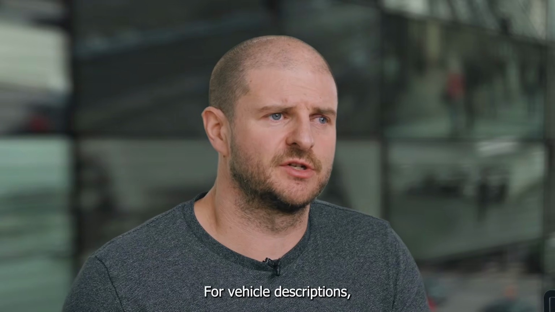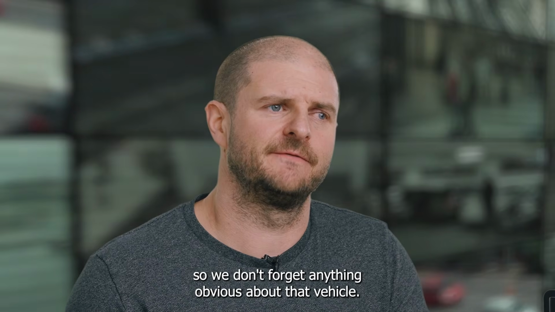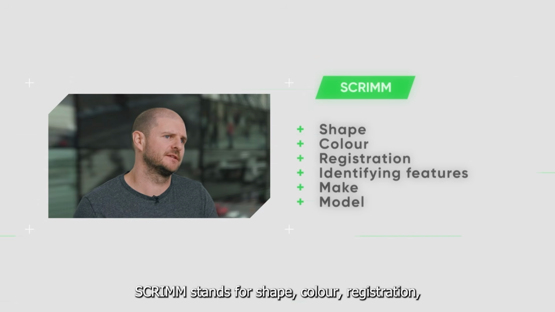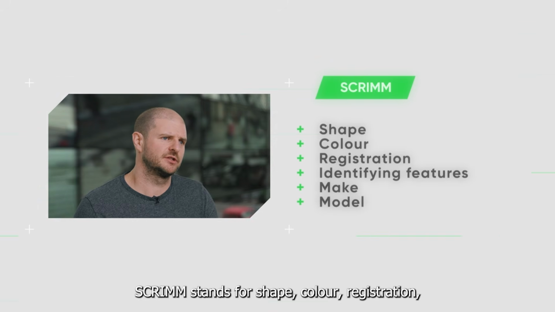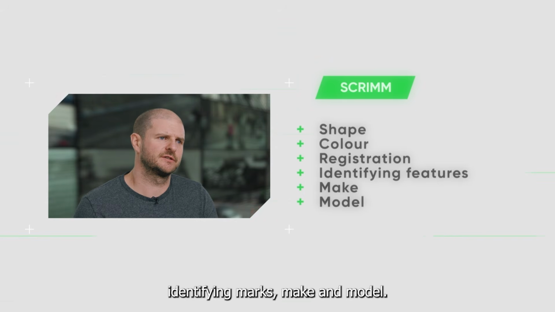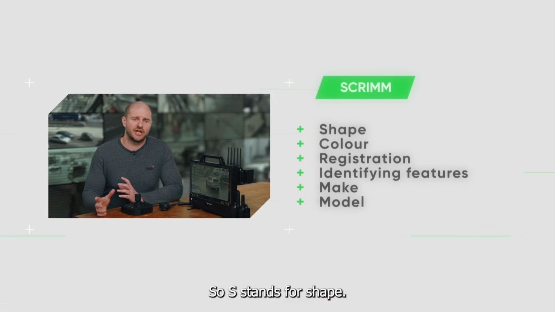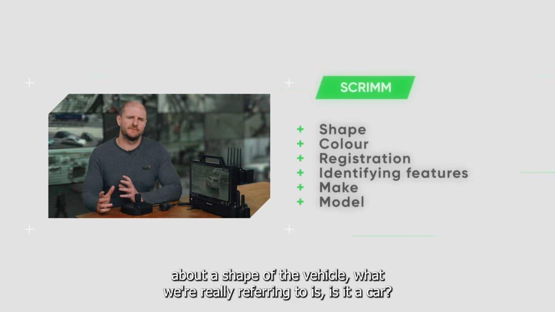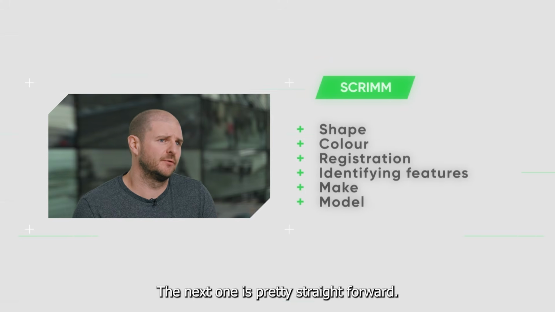For vehicle descriptions, we follow something called SCRIM, which is a simple acronym so we don't forget anything obvious about that vehicle. SCRIM stands for shape, color, registration, identifying marks, make, and model. So S stands for shape. Now, when we're talking about a shape with a vehicle, what we're really referring to is is it a car, is it a van, is it a truck?